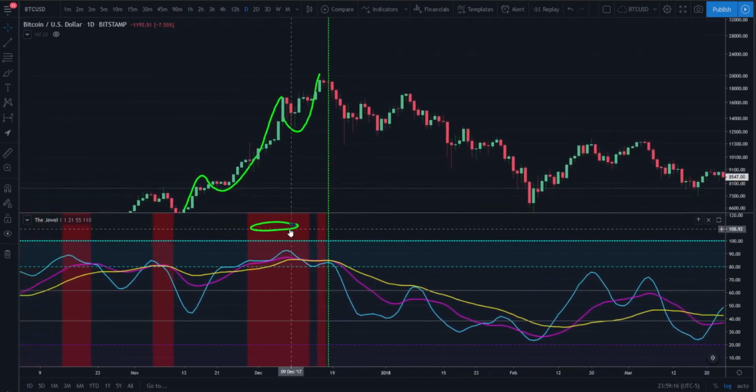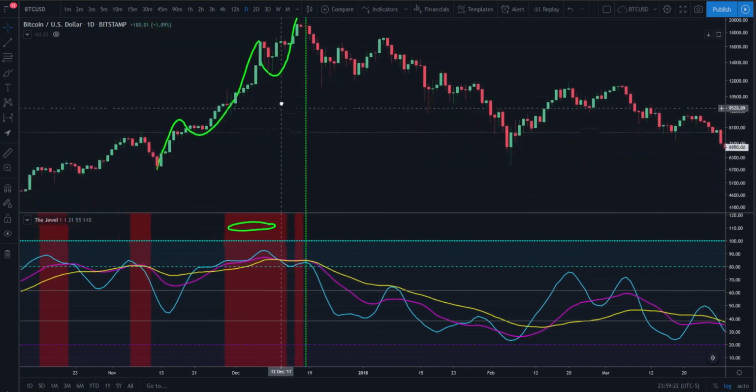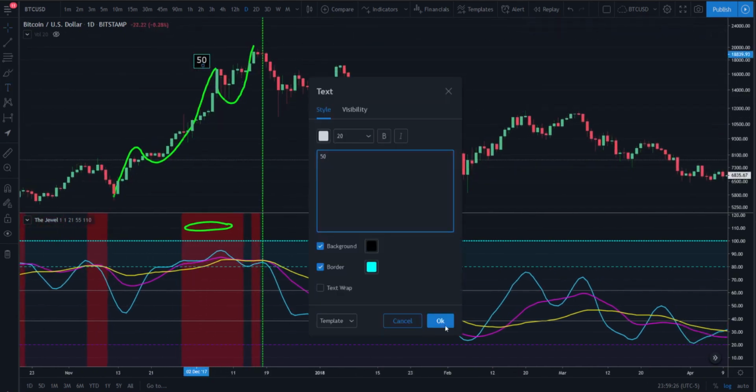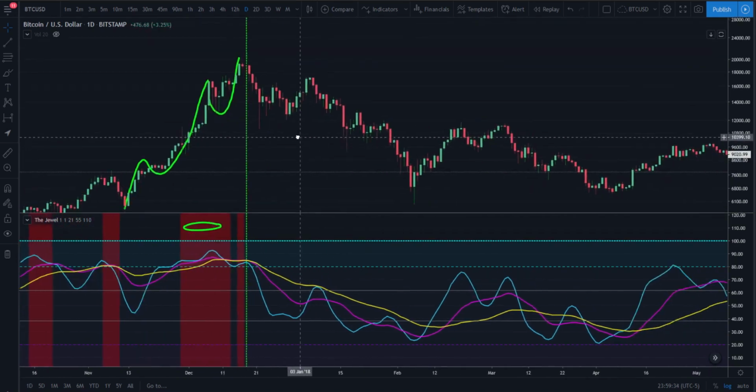And so that's the thing. I have my picture perfect signal on the daily, but price action does not agree. I don't have my 50%. If I don't have my 50%, I don't take the trade. Okay. Now, there's the idea though.